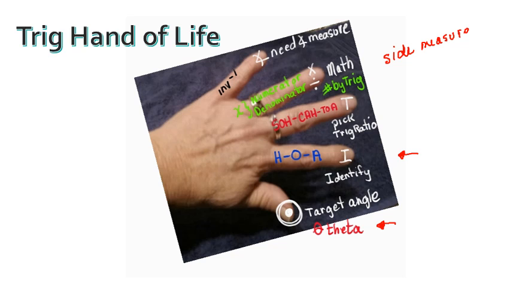Anytime you're looking for a side measurement, if the x, or what you don't know, is in the numerator, you are going to multiply the number by the trig. If the x, the unknown, is in the denominator, you're going to take the number and divide by the trig.